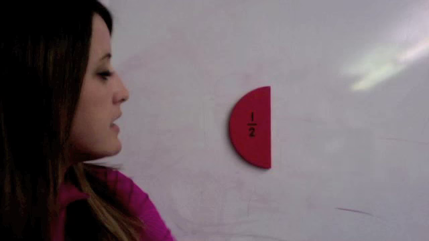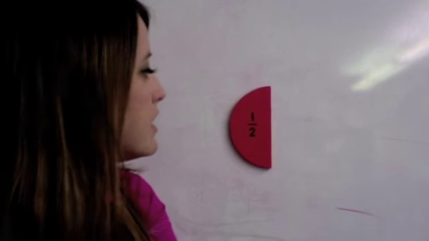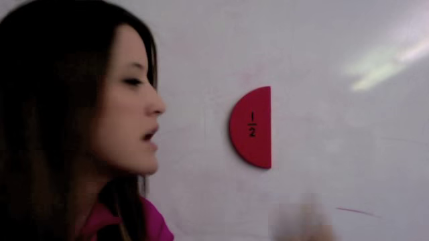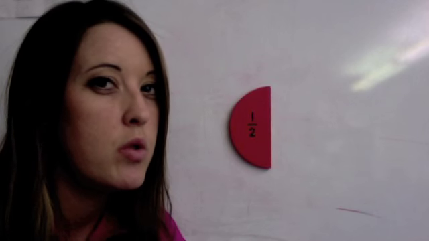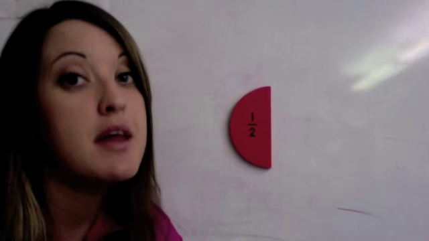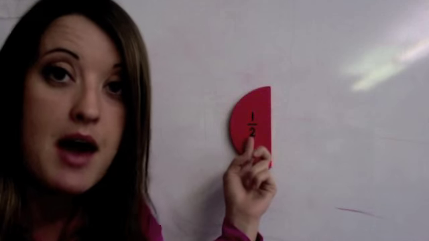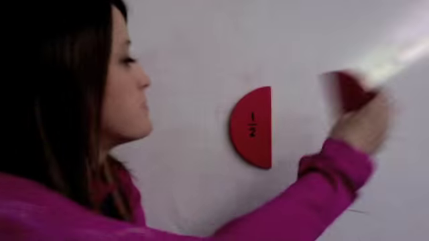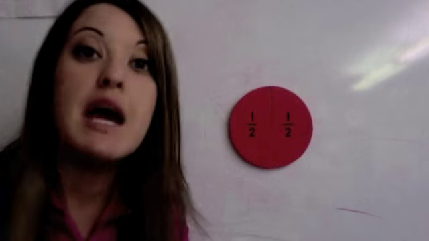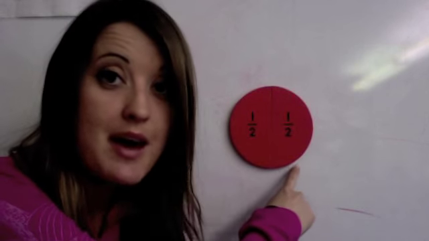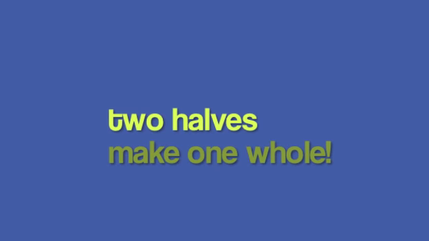So what I want you to do right now is, up here I have a fraction, and I want you to think about whether or not this is a whole. You're right, it's not. This is a part of a whole, and the part that it is is 1/2. So watch me complete my whole by adding another part. I've simply just added another half. 1/2 plus 1/2 equals 1 whole. Say it with me. 2 halves make 1 whole.